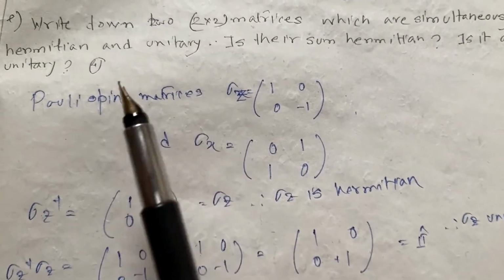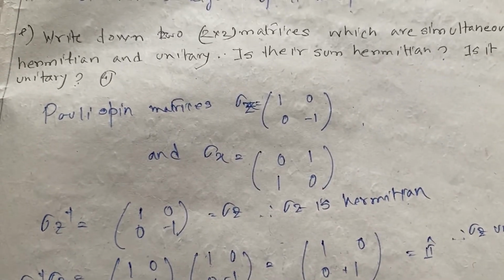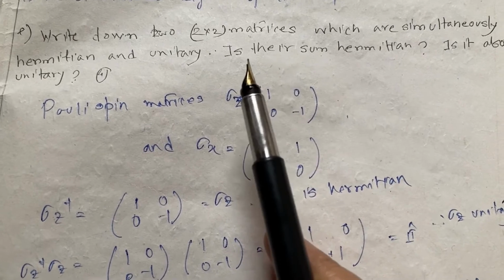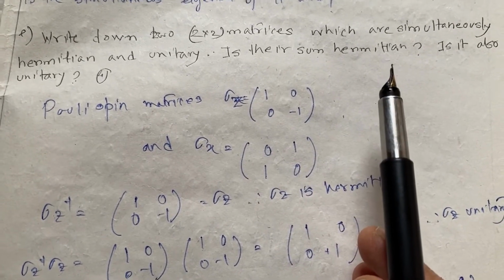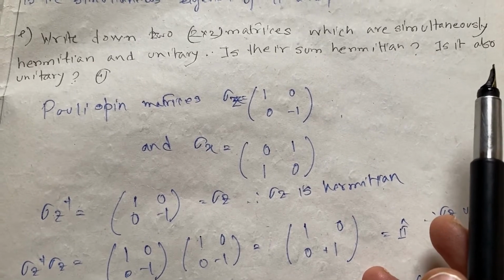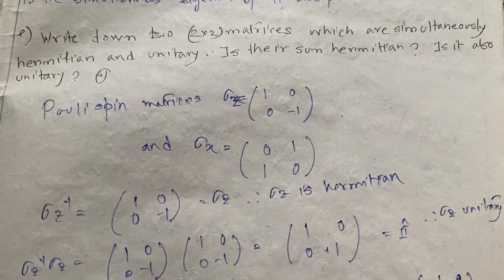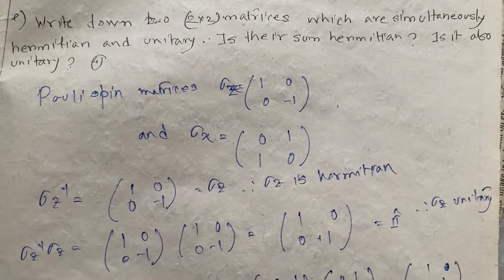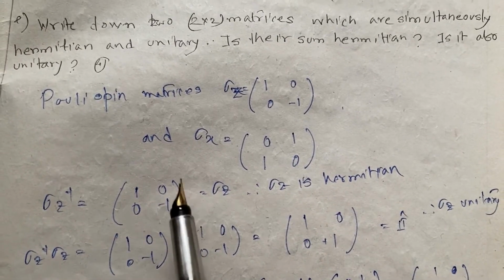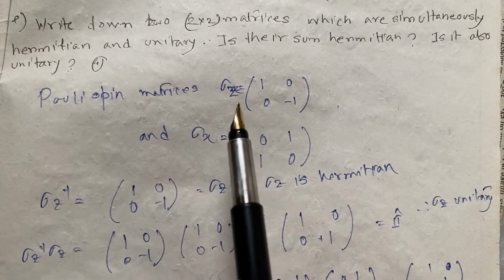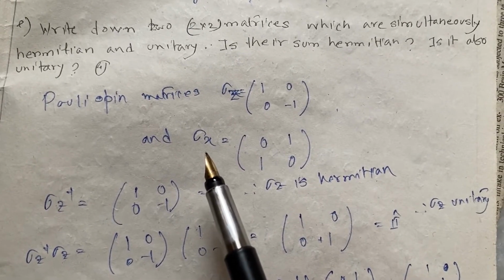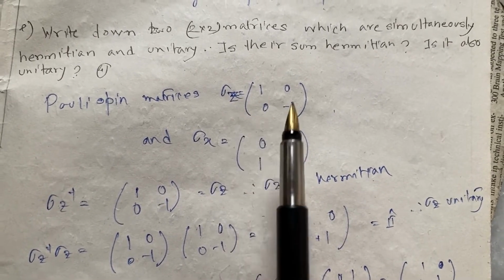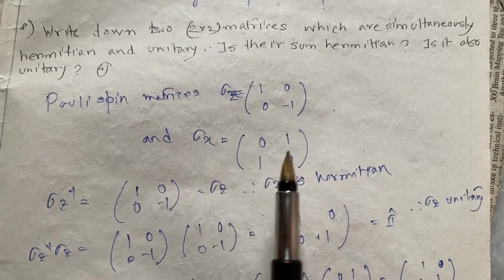We now have this problem. We need to write down two 2 by 2 matrices which are simultaneously Hermitian and unitary. We also need to calculate whether their summation is Hermitian, and we are asked whether the summation is also unitary or not. So for the time being, we are taking Pauli spin matrices. Pauli spin matrices were also discussed before. Now we have these sigma z and sigma x spin matrices. We know that sigma z is [1 0; 0 -1] and sigma x is [0 1; 1 0].